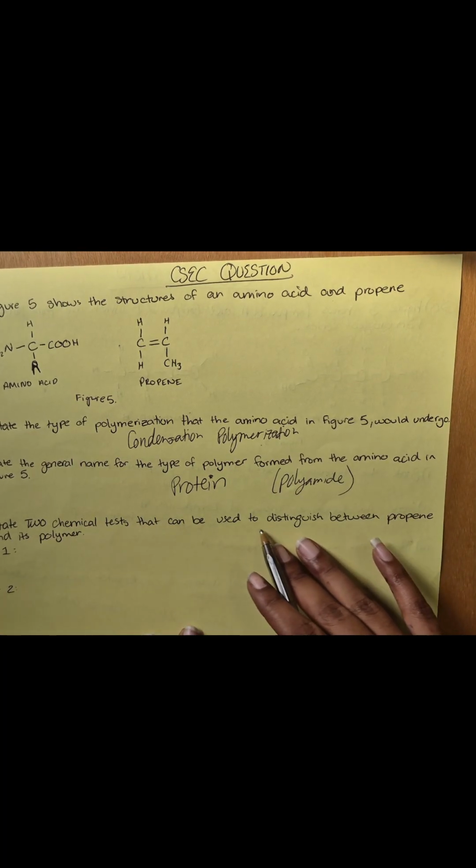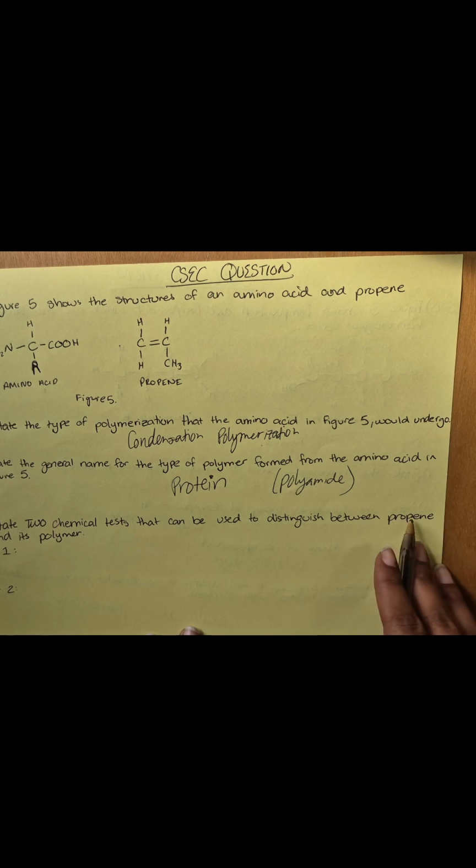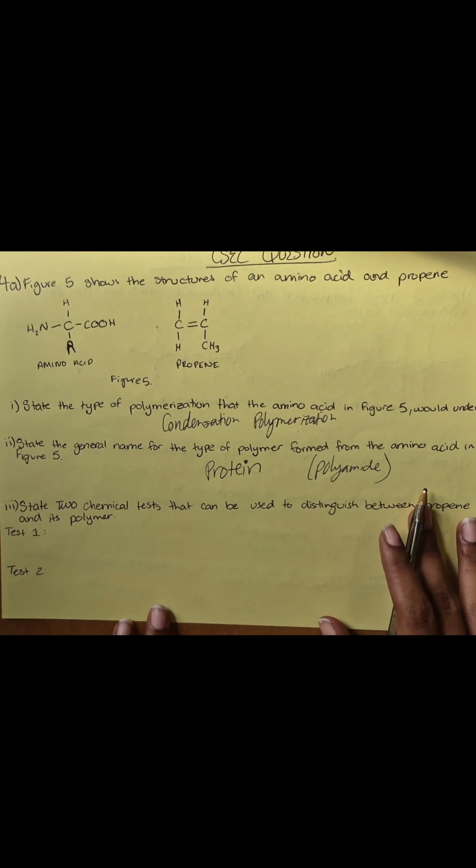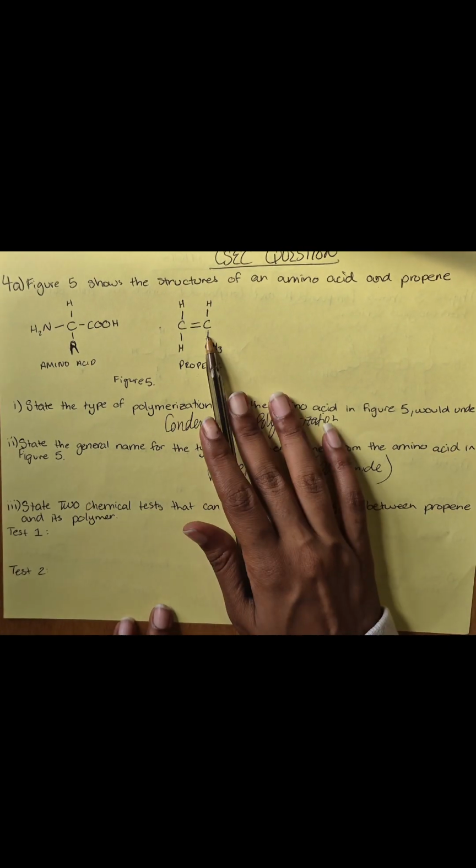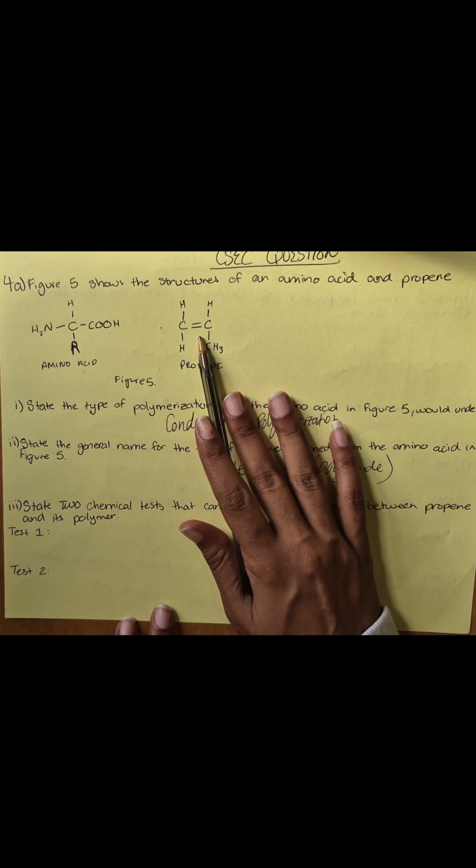State 2 chemical tests that can be used to distinguish between propene and its polymer. So if we think about it, propene, that's an alkene, that means it's addition polymerization.